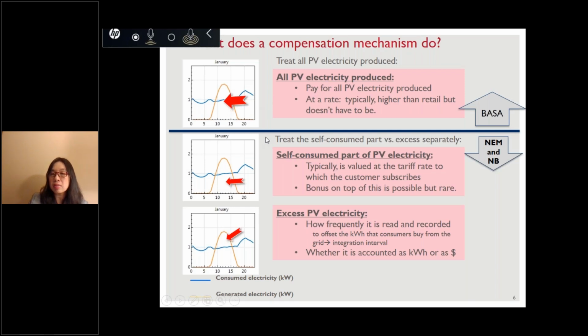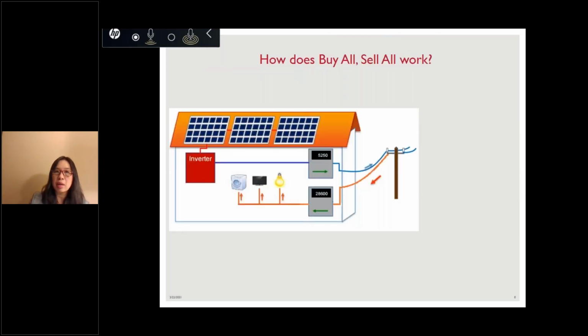But under net energy metering and net billing, the 2 schemes have to treat the self-consumed electricity part differently from the excess generation part. The self-consumed part of PV electricity is typically valued at the tariff rate to which the customer subscribes. And there may be a bonus on top of that, but it's quite rare now. And the excess generation, or the electricity that is not consumed from the PV system, whether it's called net energy metering or net billing, depends on how frequently it's read and recorded, and whether it's accounted for as kilowatt hours or monetary value. So first, let's talk about buy all, sell all.